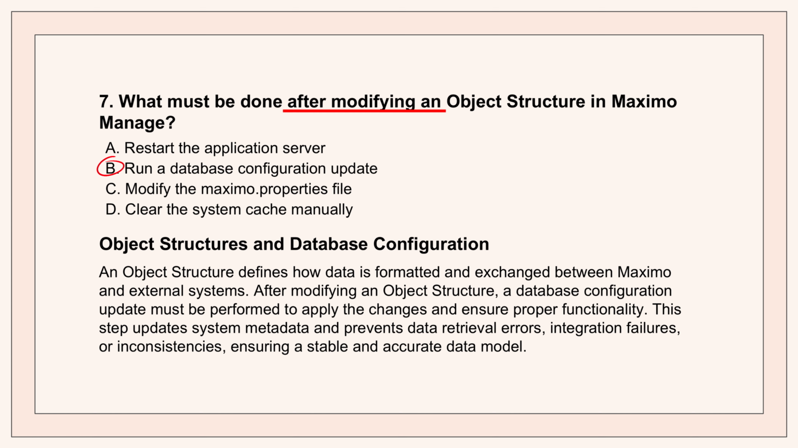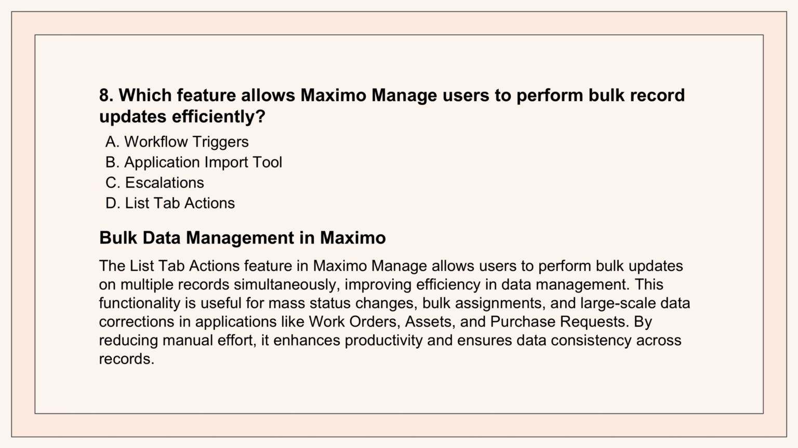So object structures, think of them like the blueprints for how your data is organized in Maximo, like how an asset is linked to its location and its maintenance history, all those relationships. When you modify an object structure, you're essentially changing those blueprints. And so you need to tell the database, the actual system that stores all the data, about these changes. That's what the database configuration update does. It's like making sure the foundation of your house is strong enough to support any renovations you make. That's a great way to put it. So it's really about keeping everything in sync after you've made any structural changes. Exactly.